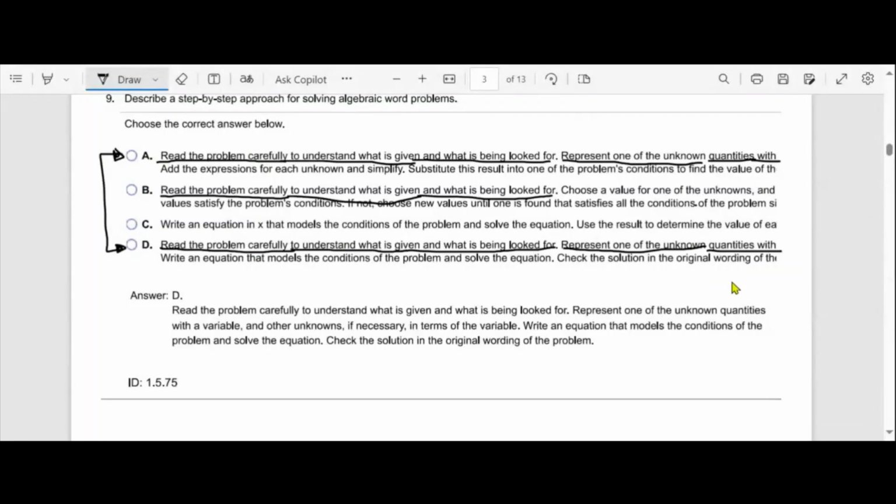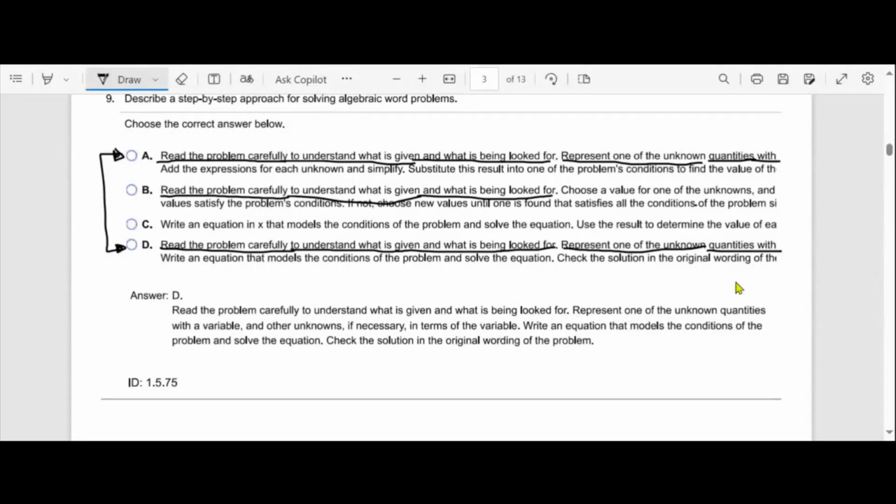Read the problem carefully to understand what is given and what is being looked for. Represent one of the unknown quantities with a variable, add the expression for each unknown and simplify. Substitute this result into one of the problem's conditions to find the value of the unknown. Okay. It's cutting. Okay, B.